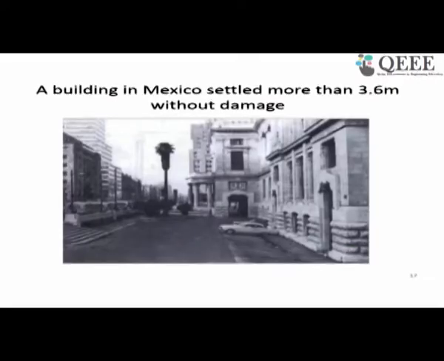Some soils settle a lot. For example, in the case of Mexico, there are some buildings which settled more than 3.6 meters. This kind of settlement may defeat the purpose of the building, but in this particular case the picture shows the building is still being used, although it settled more than 3.6 meters, and the first floor, or rather the ground floor, became a basement. So you can see this.